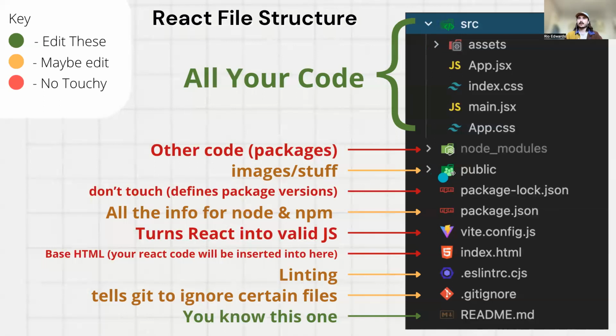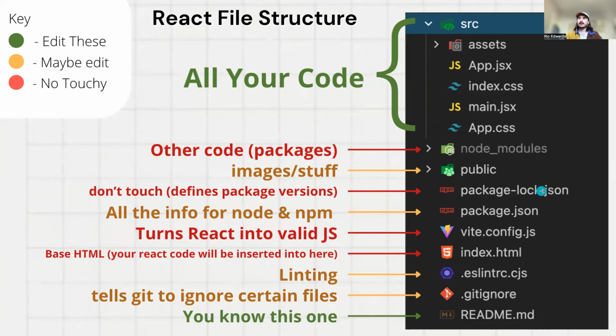And public is a similar type of deal, except in the public folder, people can actually access those files if they go to your website, whereas in assets, if you don't import it into your project, they won't be able to access it.